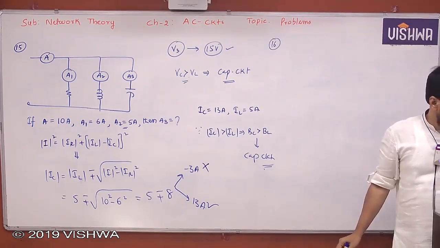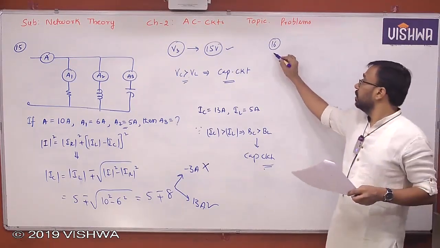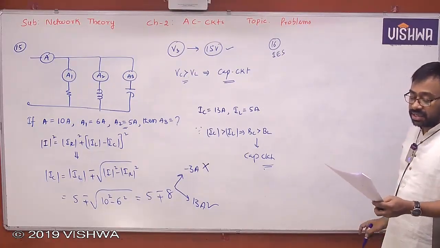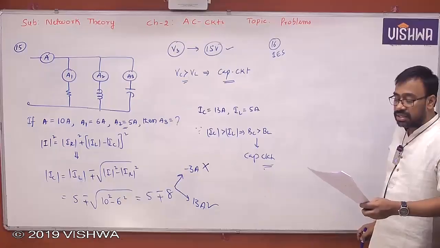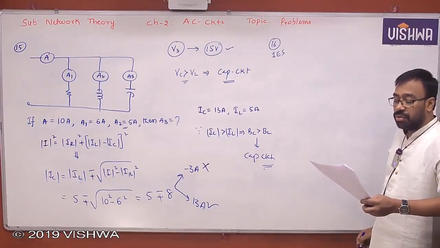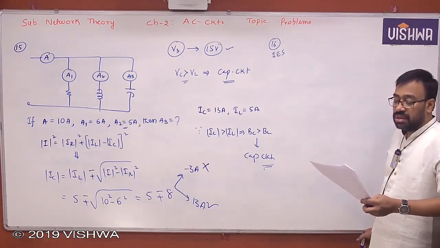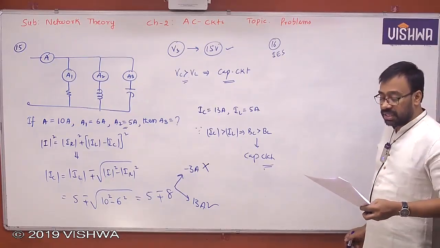This question was asked in IES, but it is a very simple question. Let me read it. An RLC series circuit has a resistance R of 20 ohm and a current which lags behind the applied voltage by 45 degrees. If the voltage across the inductor is twice the voltage across the capacitor, what is the value of inductive reactance?